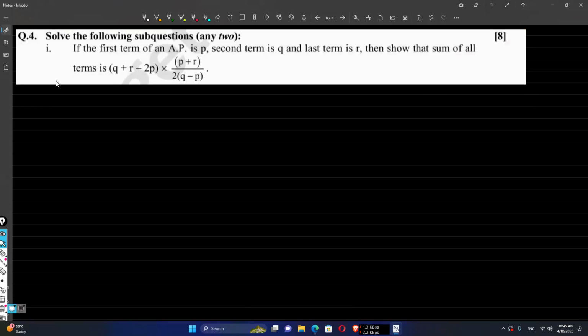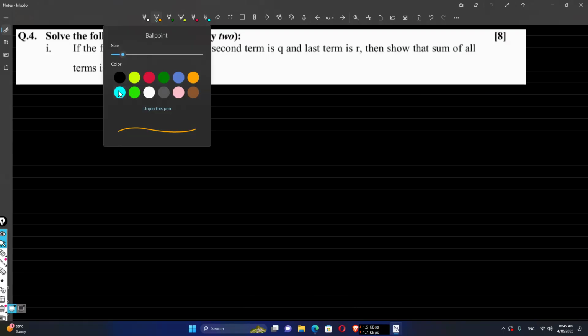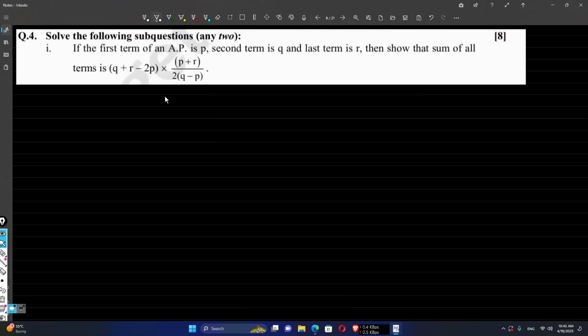So let's start with the given things here. The first term, that is T1, is given as P. The second term, that is T2, equals Q. And the last term, we also denote it as Tn, that is the nth term of the AP, is given as R. So these things are given.